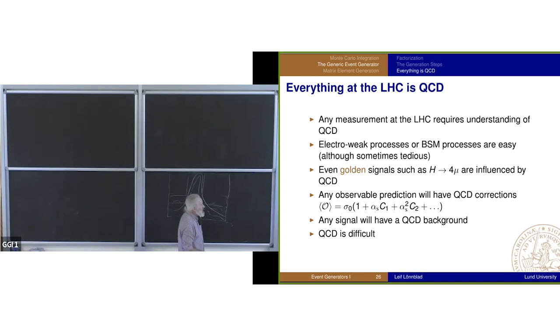In addition, any observable prediction will have QCD corrections. Even if you can calculate the leading order cross-section for something completely electroweak, you will have a tower of corrections in alpha S. And you can hope that these coefficients are small. Alpha S is not very small, it's 0.1 something. So as long as these things are well behaved, you can approximate things, but you need to understand the QCD to know what's going on.